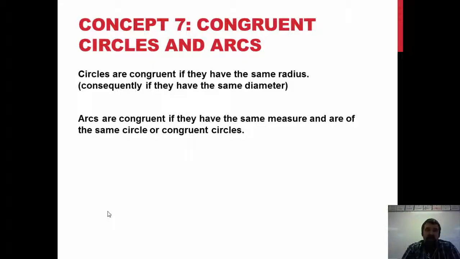A circle is a circle. It's either going to be similar or it's going to be congruent. If it's congruent, it's the same size, which means it has the same radius, or the same diameter. Now, arcs are only congruent if they have the same size, which means the same measure, but also that they're either of the same circle or the same size circles. I could have two arcs that have the same measure, but are clearly different size. Well, what do you mean by that?